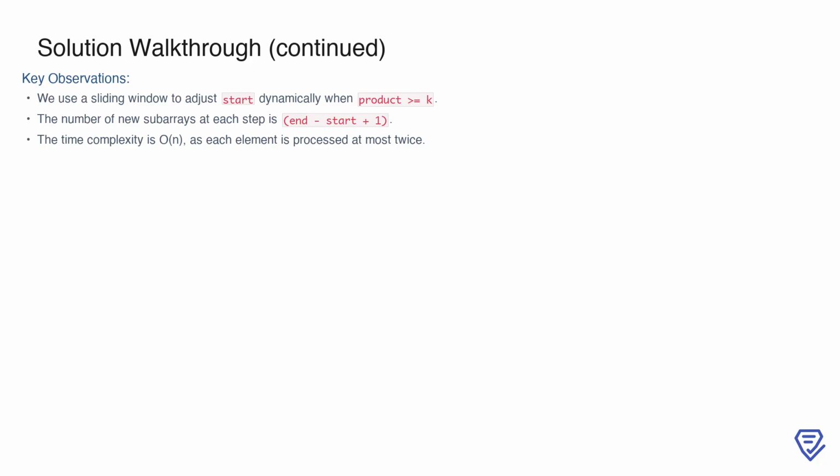From these examples, several key observations emerge. First, the sliding window technique helps us dynamically adjust the start of the window whenever the product becomes greater than or equal to k. At each step, the number of new subarrays introduced is calculated as end - start + 1, allowing us to efficiently count subarrays without explicitly generating them. This approach ensures that each element in the array is processed at most twice, leading to an overall time complexity of O(n). This efficiency makes the sliding window method an ideal choice for solving this problem.